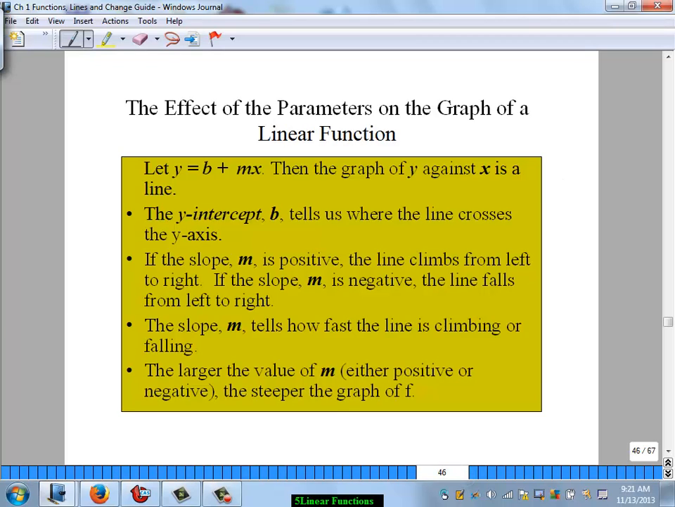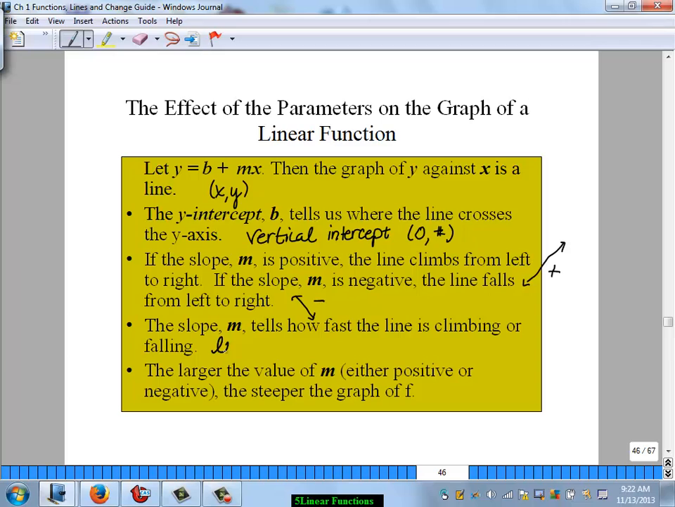So here is just a page where I put everything together. You have your line y equals b plus mx, and you're graphing y against x, and all your points are x, y on your graph. The y-intercept b tells us where the line crosses the y-axis. You might also hear it called the vertical intercept. So if you hear vertical intercept, it's the same as your y-intercept. It's always 0, a number. If the slope m is positive, the line climbs from left to right. If m is negative, the line falls from left to right. So this is a positive slope, and this is a negative slope. The slope m tells how fast the line is climbing or falling.